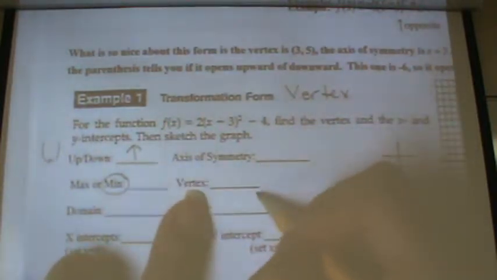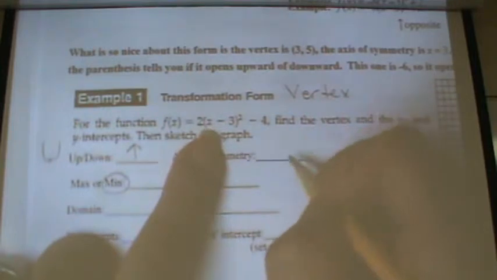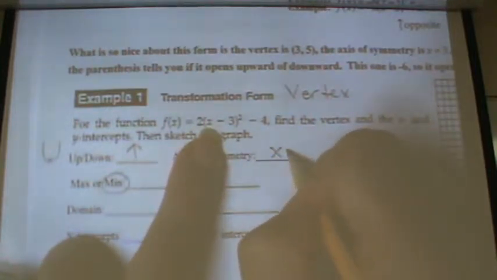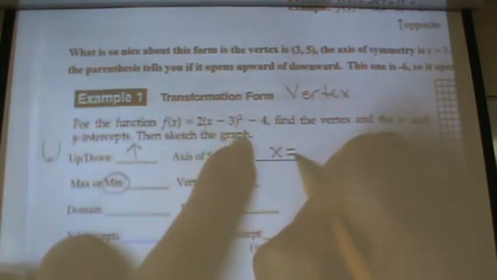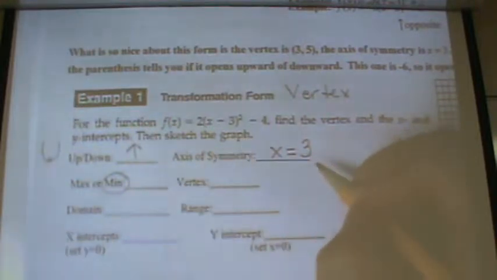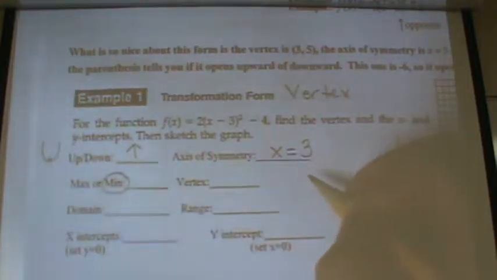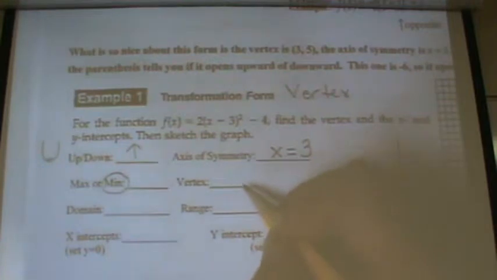The axis of symmetry is very easy when it's in this form. What is it? 3. Don't say just the number, say x equals. The axis of symmetry is a line. x equals 3. And what's the vertex?